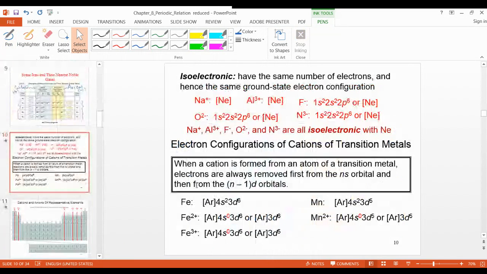All right, now next slide, isoelectronic. Isoelectronic means having the same number of electrons and hence the same ground state electronic configuration. Same number, either cation or anion, if they have the same number of electrons present, that is known as isoelectronic. Iso means same. See, the examples are here.